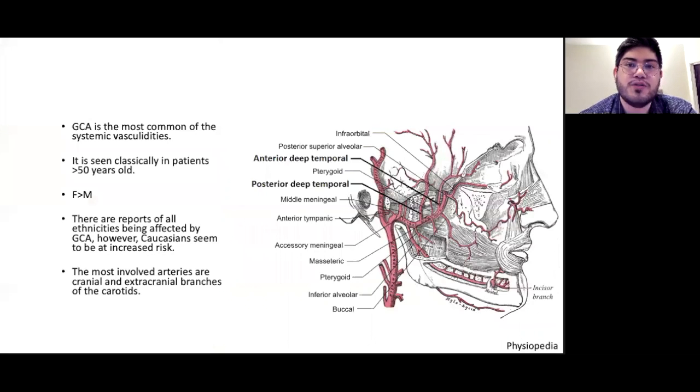Now, GCA is the most common vasculitis, and is usually seen in the distribution of the cranial and extracranial carotid artery. It's usually seen in patients over 50 years old. It's more common in females than males, also more common in white people, but it can be seen in every single ethnicity. So keep that in mind.